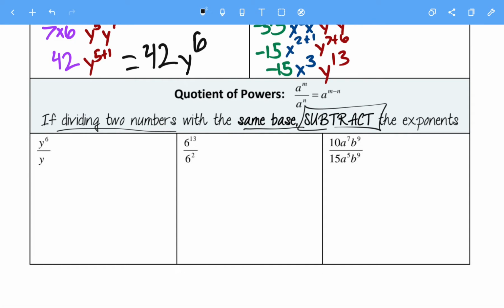So for example, here we have y to the 6 over y. That is going to give me y to the 6 minus 1. There's an invisible 1. And we're going to take that smaller exponent from the bigger exponent. So 6 minus 1 is 5, so we're left with y to the 5th power. Now we do the same thing with numbers. You get 6 to the 13 minus 2, which is 6 to the 11th. And we're done.